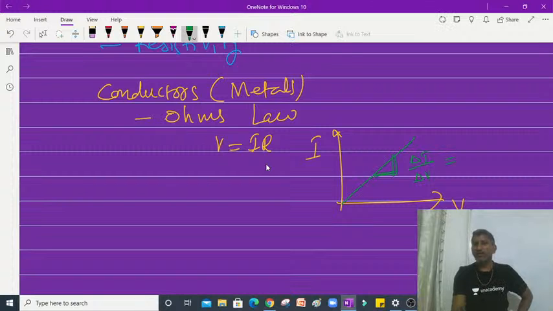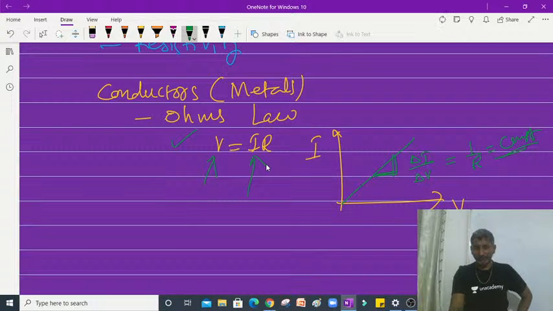So I by V is nothing but 1 by R. Suppose if you are taking voltage here, current here, resistance you are going to get. So what I can say, this value is constant. So the strength of the current is directly proportional to the potential difference. In case of metals, this is obeying Ohm's law.